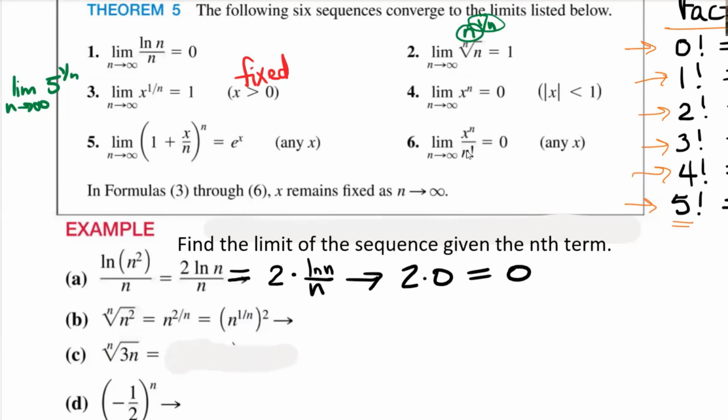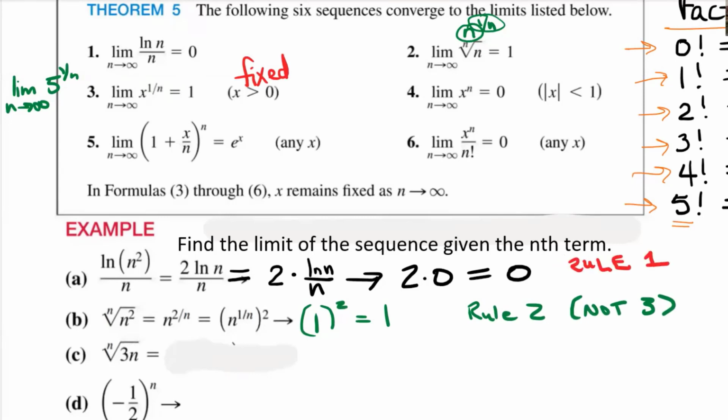All right, so then we're going to have n to the 1 over n. The limit as n goes to infinity is going to be 1, and 1 squared is going to be 1. You with me? This was rule 2, not rule 3. And this one was rule 1. Okay, how about part C? What could we do with that one?